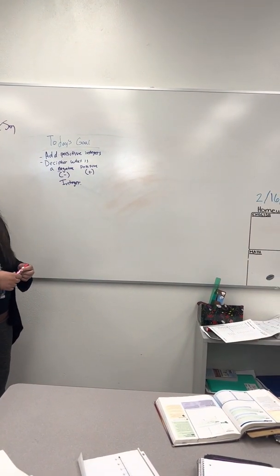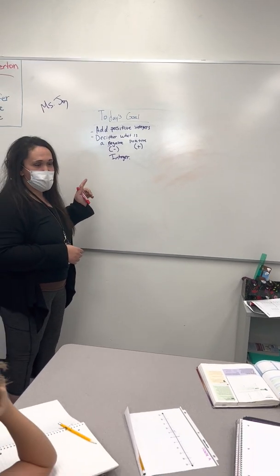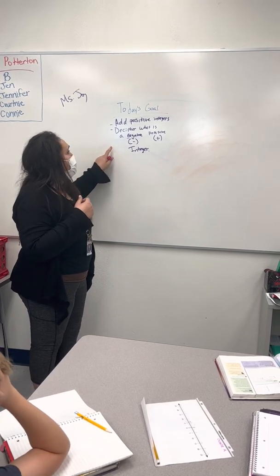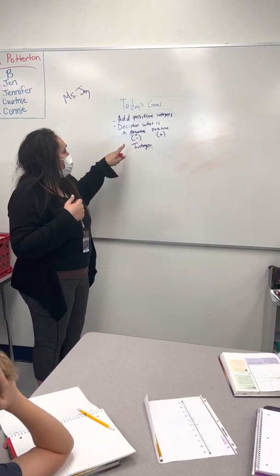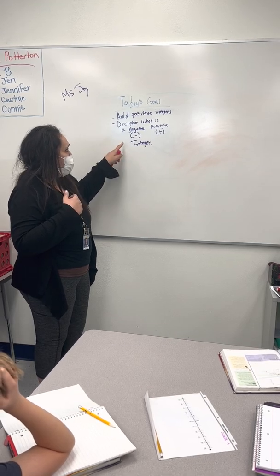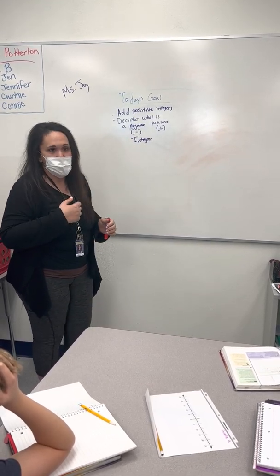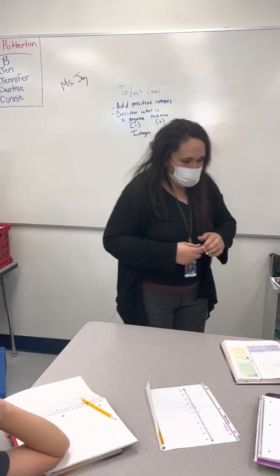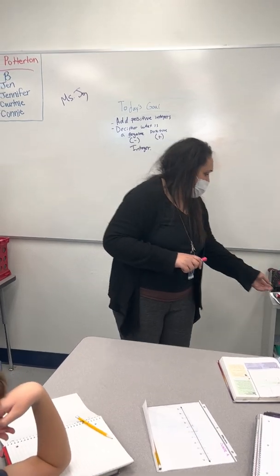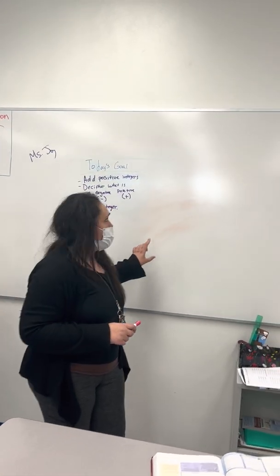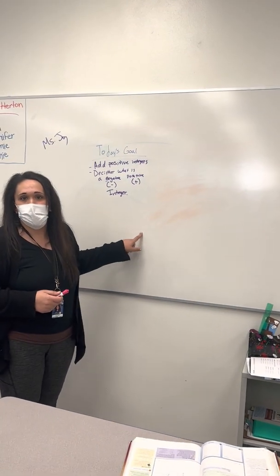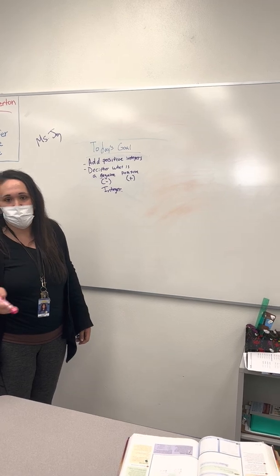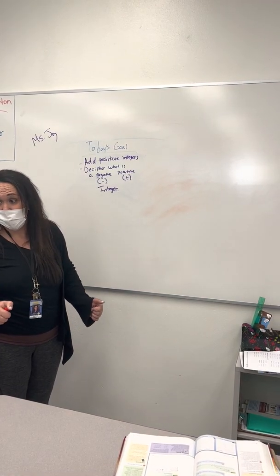So, today's goal: what I want you guys to finish with learning is how to add positive integers and to be able to point out what is a negative or a positive integer. You have been doing that, right? We're just gonna expand on it more. I'm gonna put an example on the board, and I'm gonna have you come to the board and write and give an answer for the group.